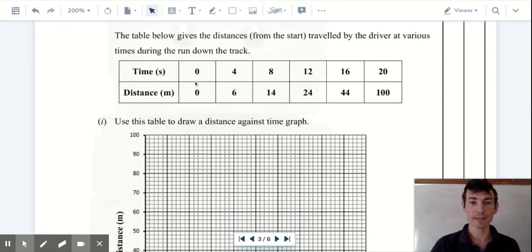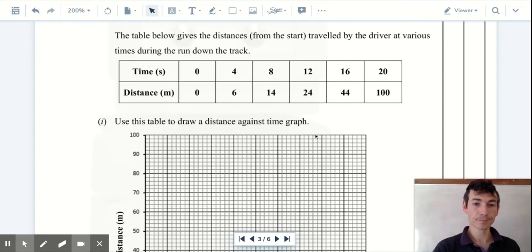Okay, so we can see at time 0, so at the very beginning of the race, the car hadn't travelled anywhere. Now we've got the time going all the way from 0 seconds up to 20 seconds, and the distance going from 0 meters all the way up to 100 meters.